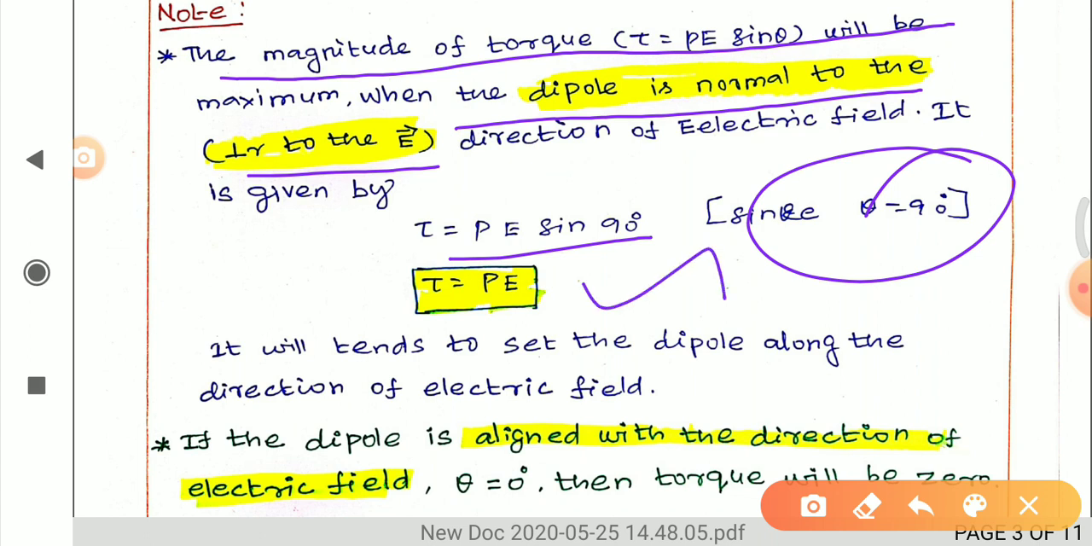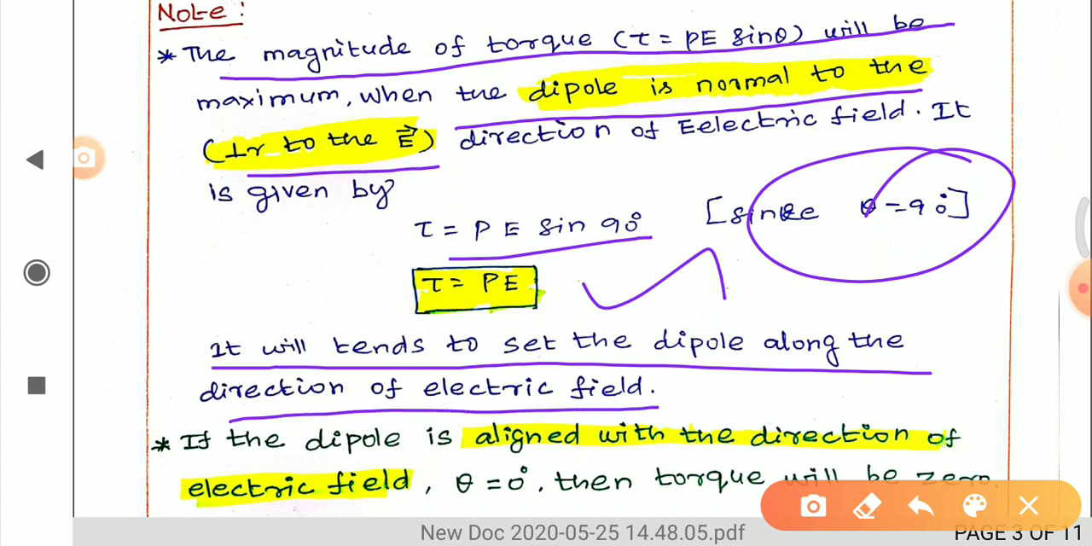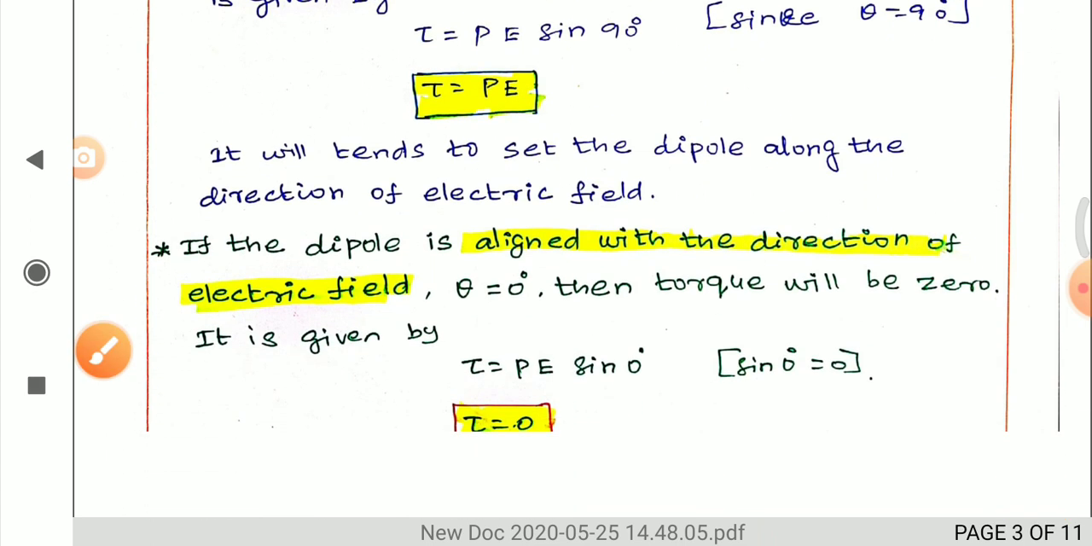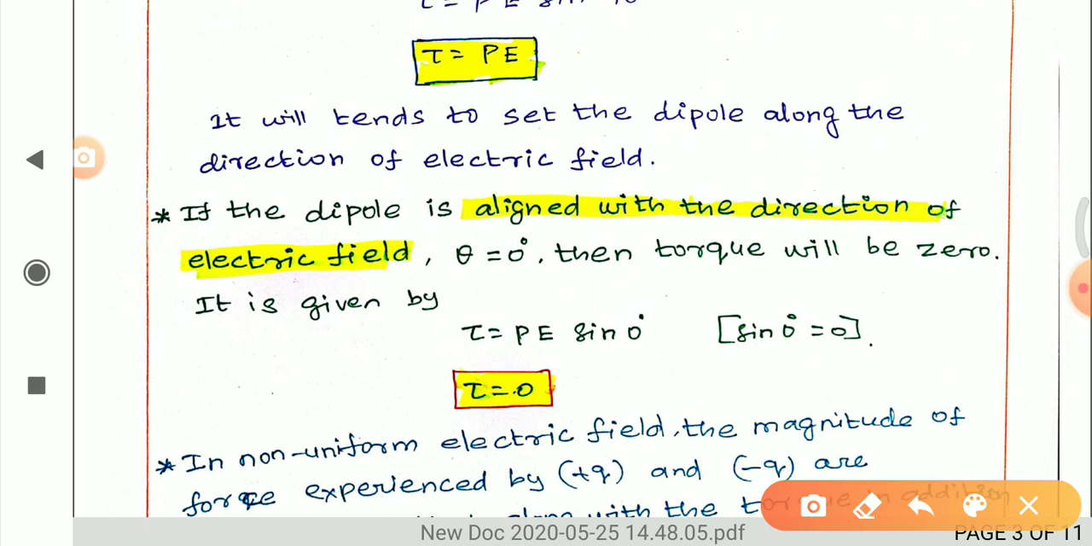Then what is the direction of torque? Torque always tends to set the dipole along the direction of the electric field. So this is one more important point. Suppose the dipole is aligned with the direction of the electric field.